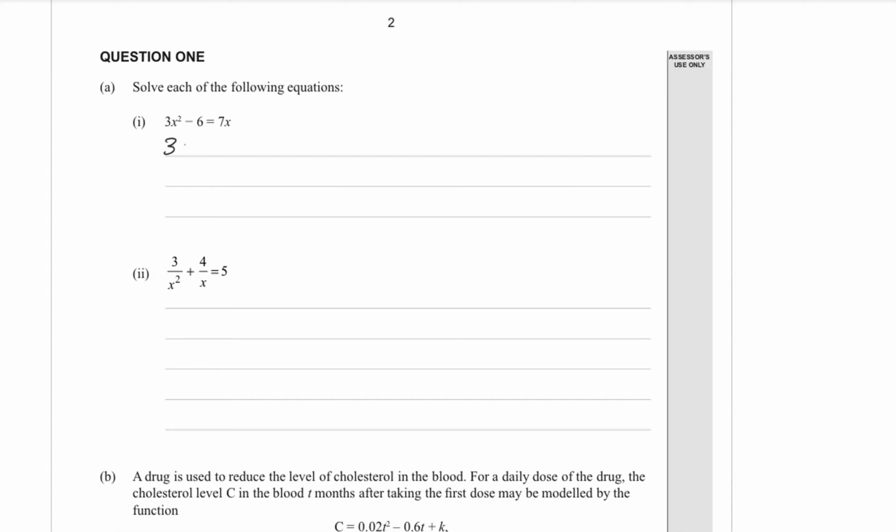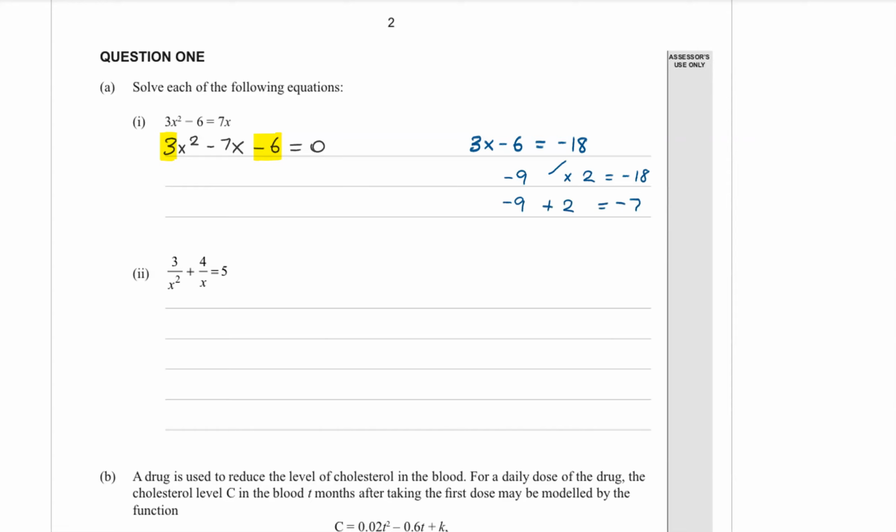So we're going to have 3x squared, and if I take the 7x across, it becomes minus 7x minus 6 equals 0. Just remember, we have to multiply the first number with the last number. So we're going to have 3 multiplied by negative 6, which equals negative 18. And then we're looking at two numbers that multiply to negative 18, but add to negative 7. Well, we can have negative 9 times 2. That equals negative 18, and negative 9 plus 2 equals negative 7.